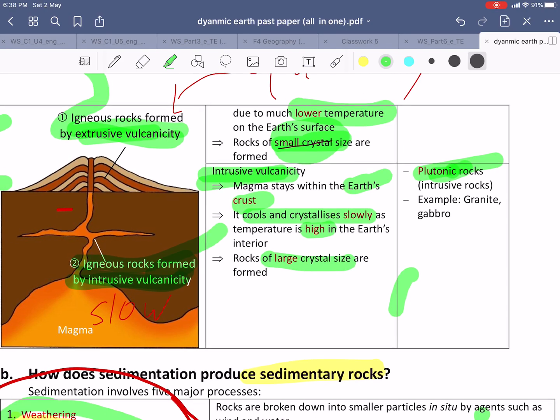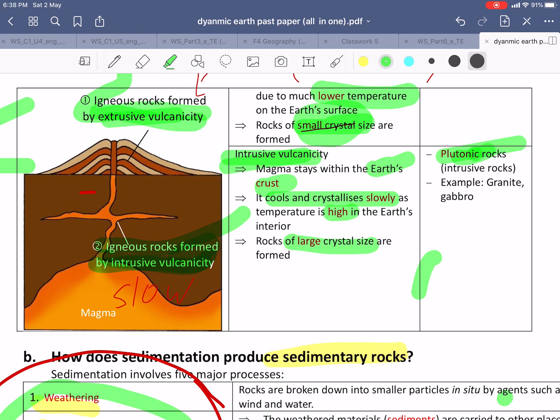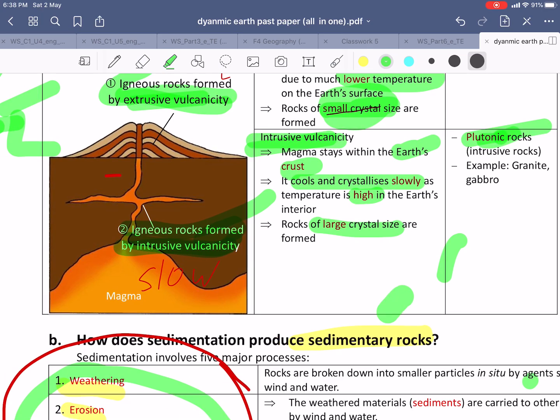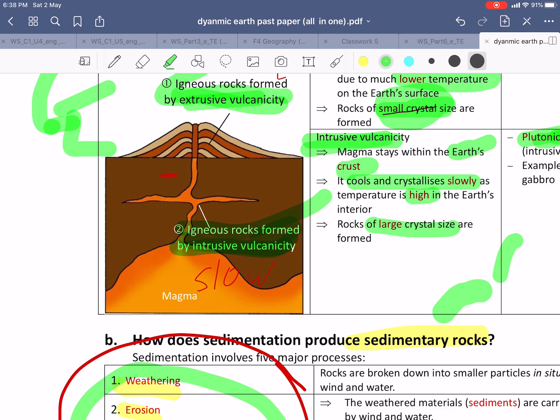When it comes to intrusive volcanicity, the speed of cooling and solidification becomes slow, as the temperature is relatively high in the Earth's interior. Like here, in the interior, which is hot, an intrusive igneous rock will form here, just like the line rock. It is formed here, which is called the batholith.